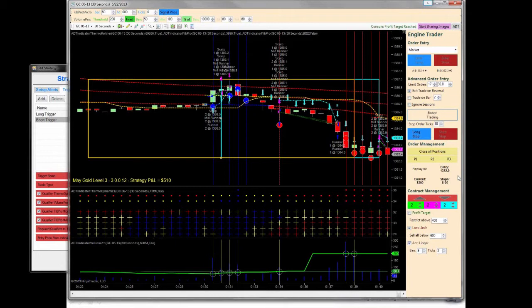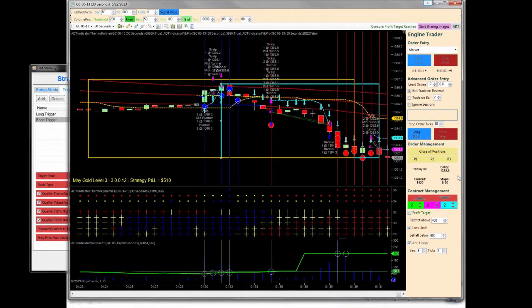If the price goes back 3 ticks, it's going to close those 2 positions. So what I'm going to do is, I don't want that. I want the green, the first position, to be a little bit less conservative. So I bump it back up a little. And now let's see what develops here.